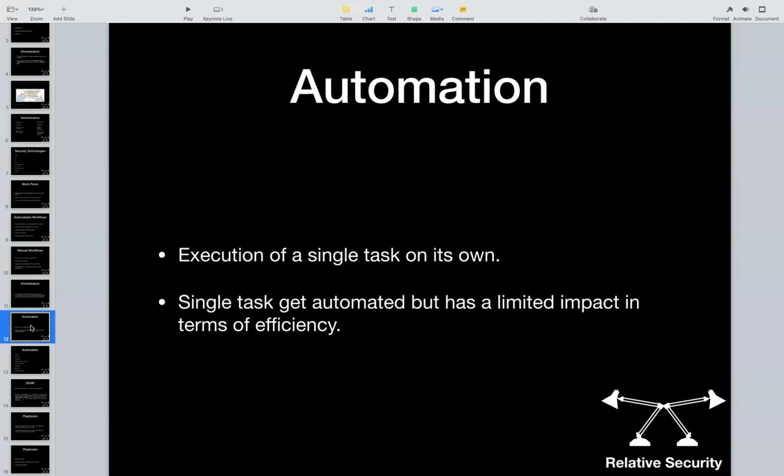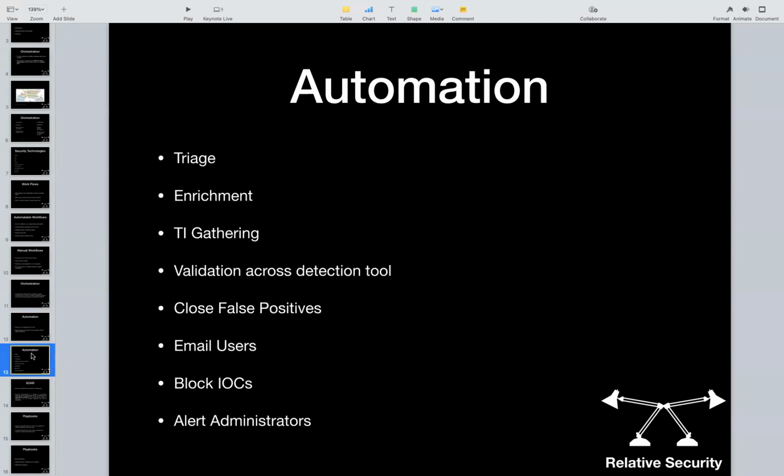But when we talk about the orchestration, the single task is going to be done in a sequence of multiple other single tasks, and it's not going to contact one single endpoint or one single security solution. In the orchestration, multiple tasks are being executed, multiple security technologies are being involved, and in parallel it is made sure that the whole workflow that has been defined before is executed. So let's talk about the automation. If we have different single tasks, we have triage, enrichment, threat intelligence gathering, then validation across detection tools. These are all different single tasks.